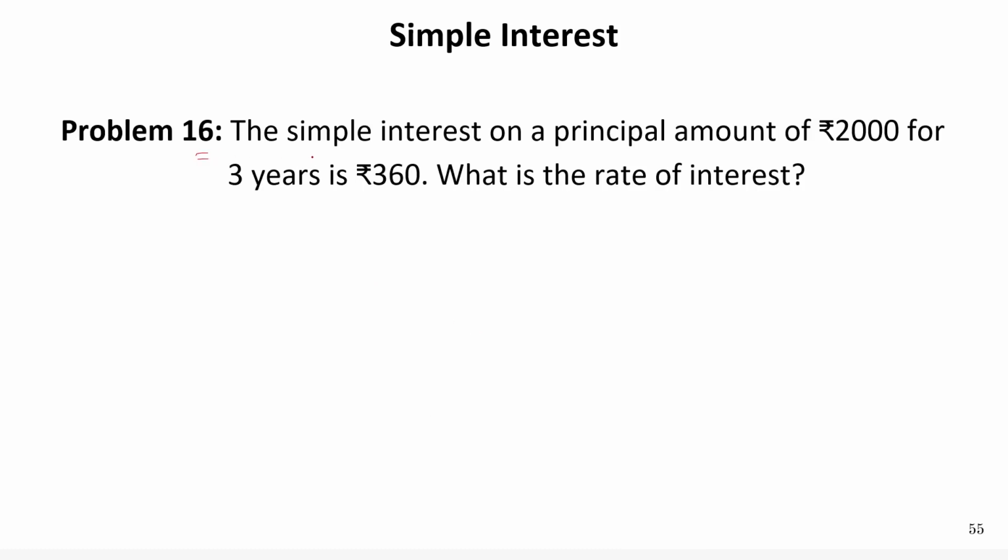So let's see problem number 16. A simple interest on a principal amount of 2000 for 3 years is 360. What is the rate of interest? So SI is equal to PRT by 100. So R is equal to 100 into SI by PT. Okay, P was given as 2000.